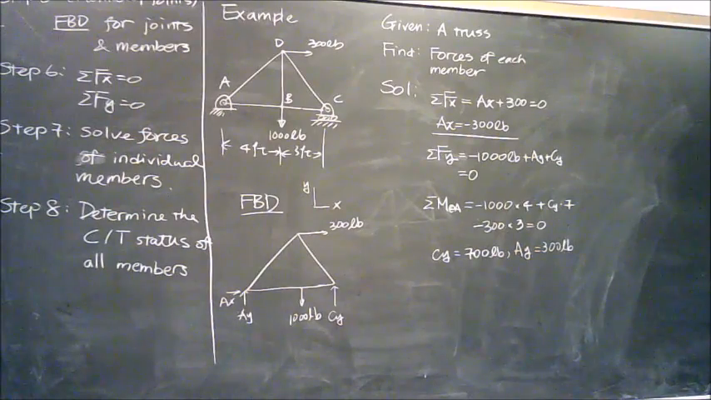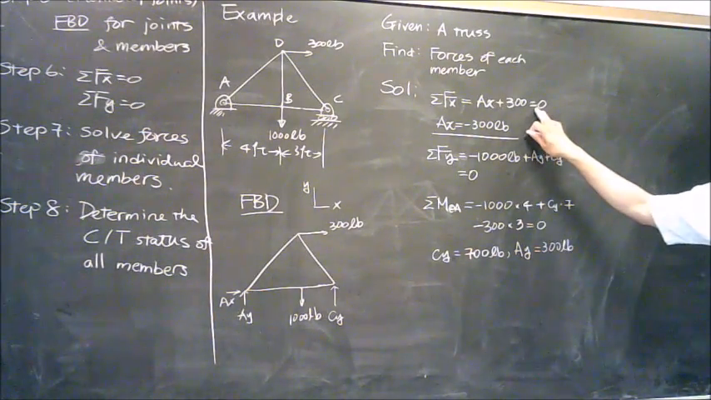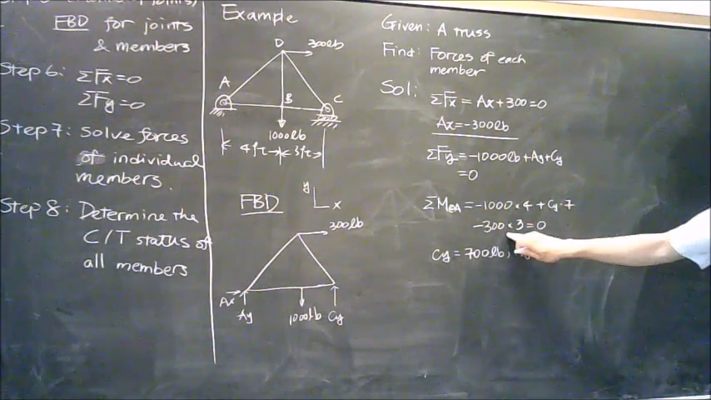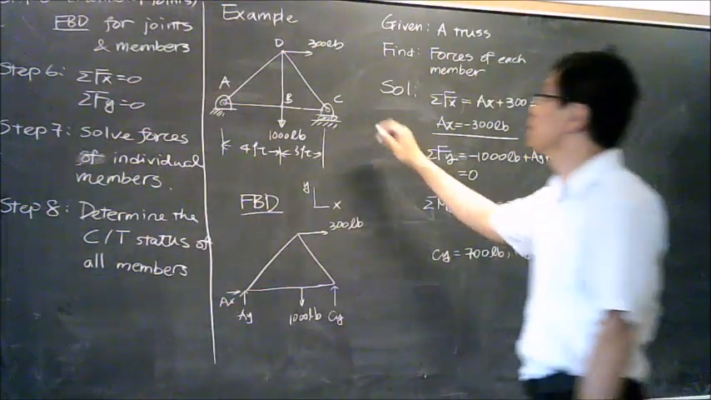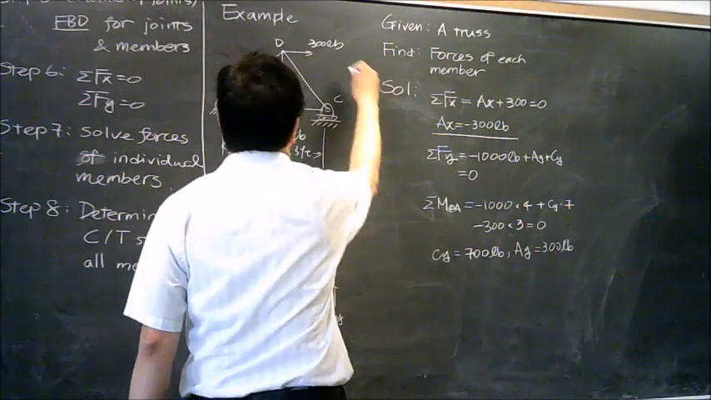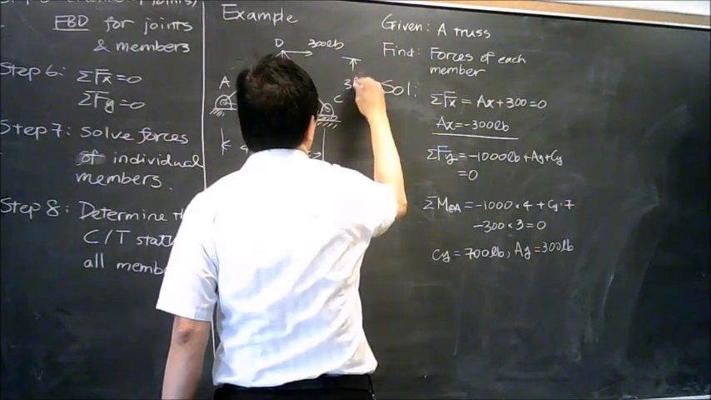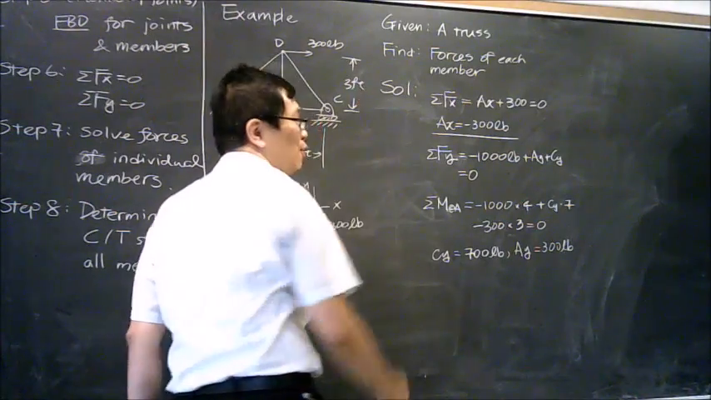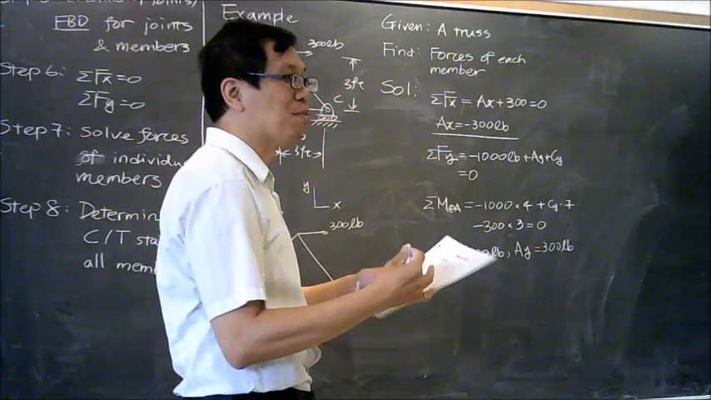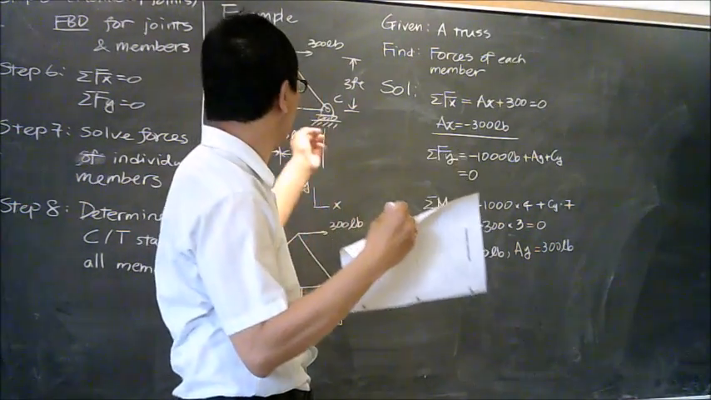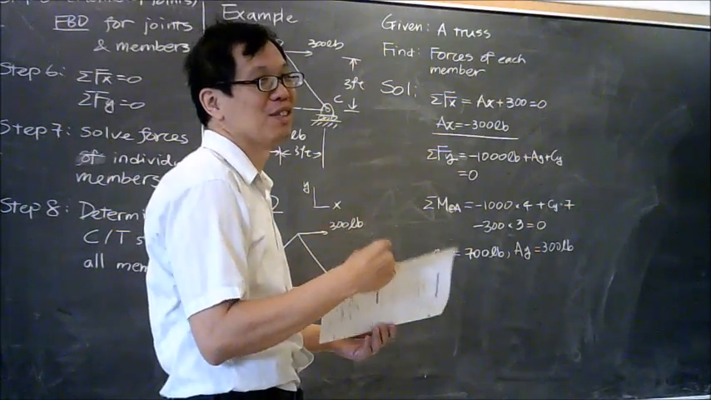For the 300-pound force, why is it times 3 when you're finding the moment? This one? Yeah. Because the moment arm is 3. I forgot to write it. It's in the problem, it's in the notes, but I forgot to put it over here. It's 3 feet. That's my bad.